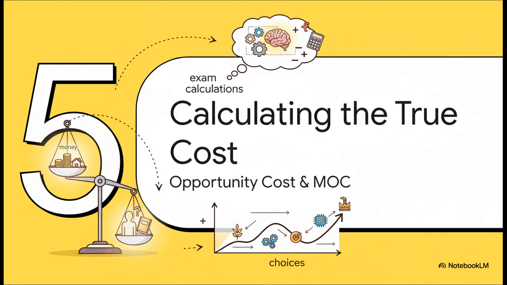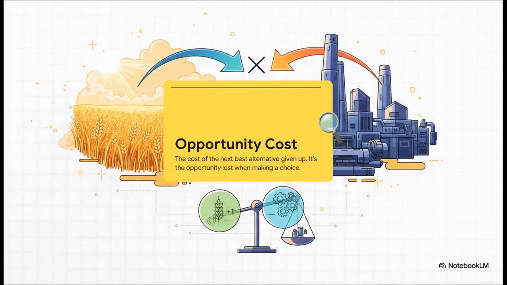See, in economics, it's not about money, it's about what you had to give up. And this is where the exam calculations come in. The real cost of anything is its opportunity cost. It's just a fancy way of saying it's the value of the next best thing you had to sacrifice to get what you wanted. So, if you choose to produce 1 more ton of wheat, the opportunity cost is whatever number of machines you couldn't make as a result.